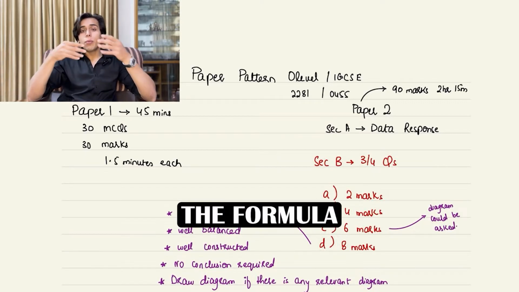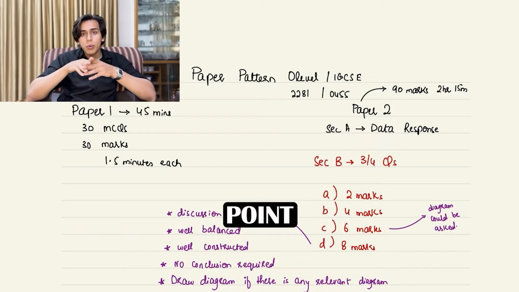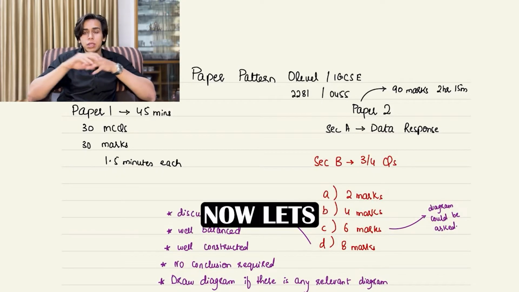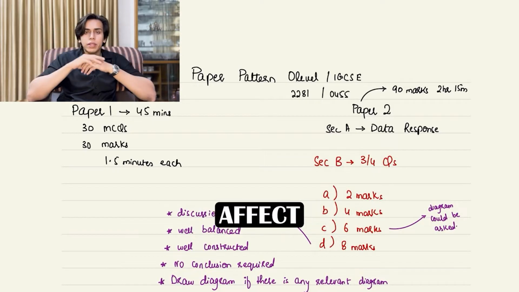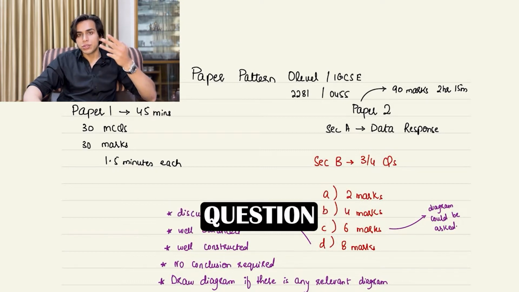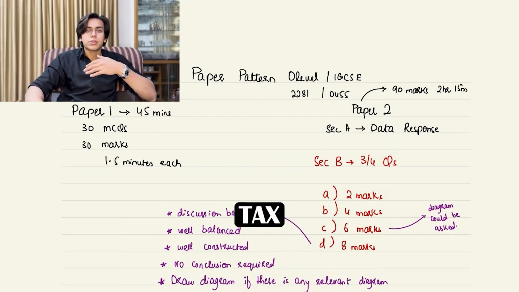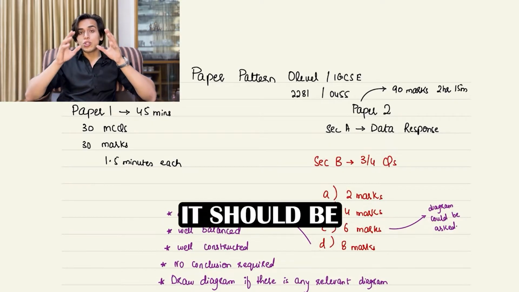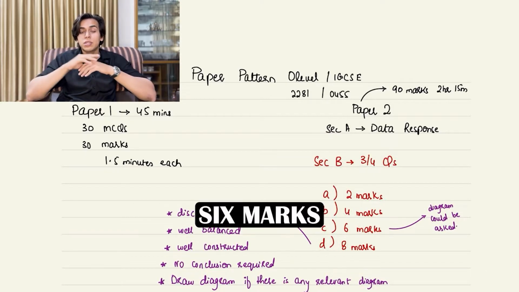Now, the formula my students follow and what I teach is that every well-developed point has a weightage of 2 marks. Let's say there's a question in part C, explain the factors that can affect demand. You need to explain at least 3 factors in that question. You can talk about increase in income or decrease in direct taxes or increase in advertisement, but it should be well explained. It should be well developed. That's how you're going to get 6 marks out of 6.